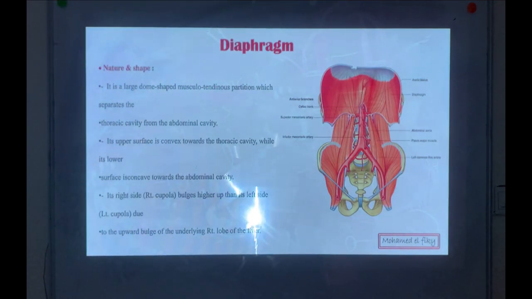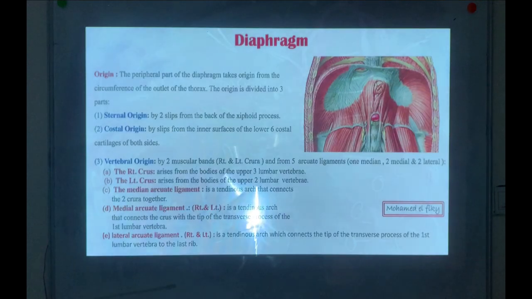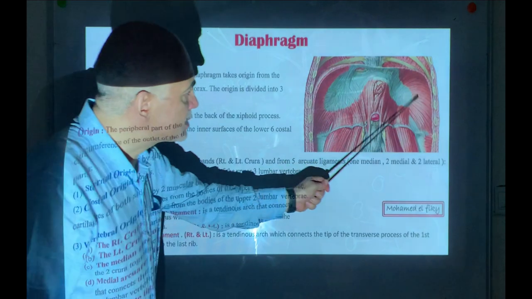Name and shape. The diaphragm is a large dome-shaped musculotendinous partition which separates the thoracic cavity from the abdominal cavity. Its upper surface is convex toward the thoracic cavity, while its lower surface is concave toward the abdominal cavity. Its right side is called the right copula, and its left side is called the left copula.